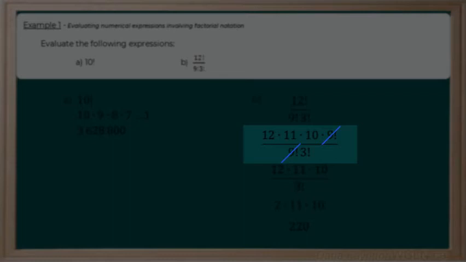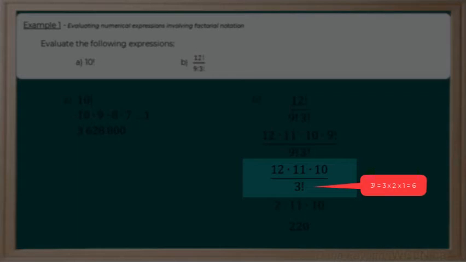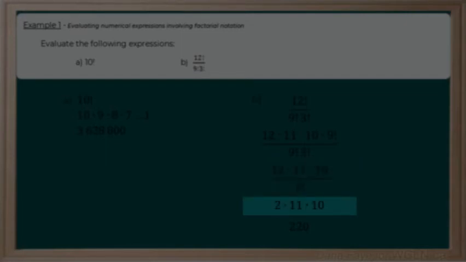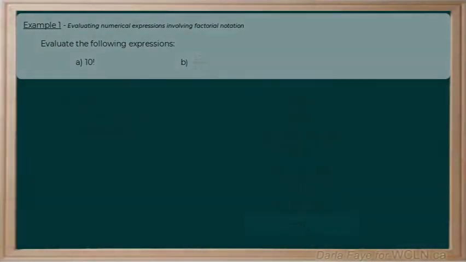Now let's look to see if we can cancel out anything else. Let's recall that 3 factorial is actually the same thing as writing 3 times 2 times 1. Now that's equal to 6. And I know that that can divide into 12, which leaves me with 2 on the top. And finally, I've just got this nice simple multiplication at the end that's just 2 times 11 times 10, and that just leaves me with 220.